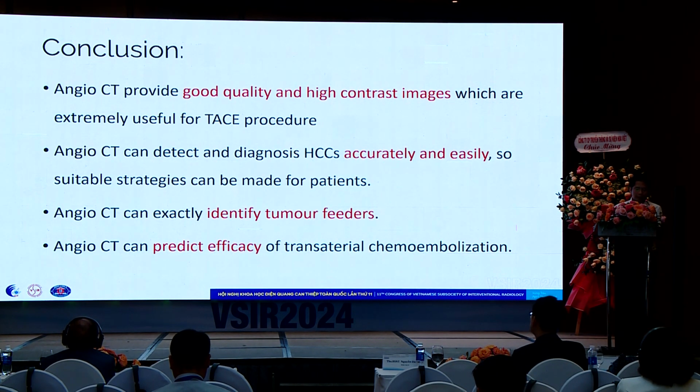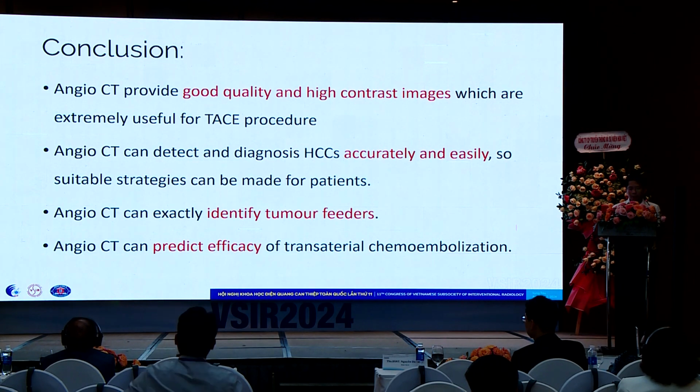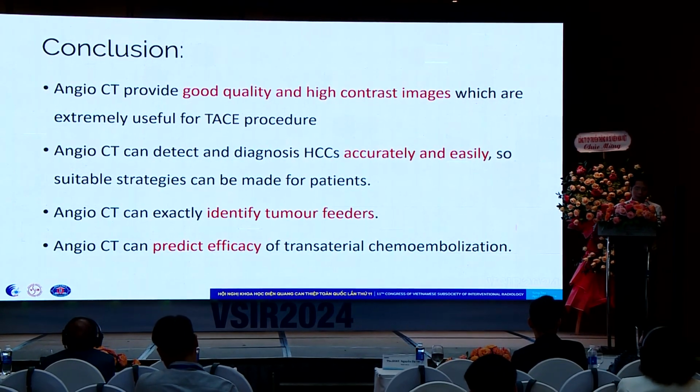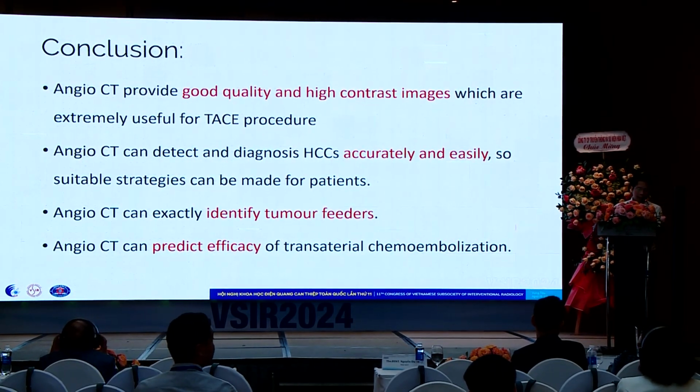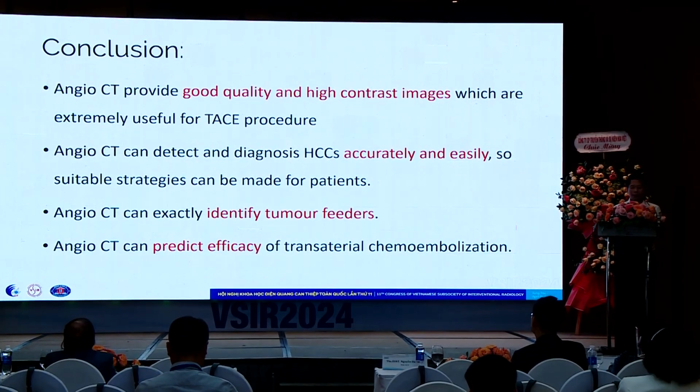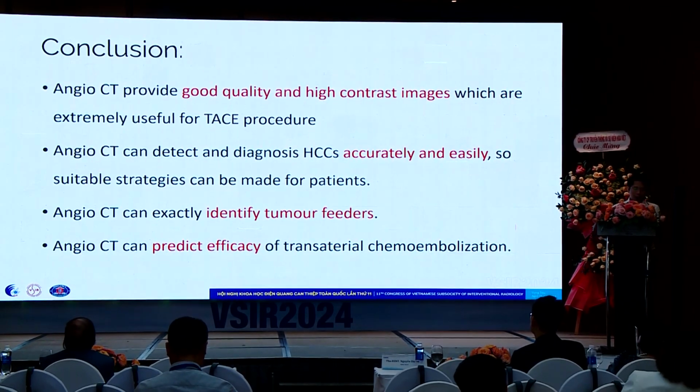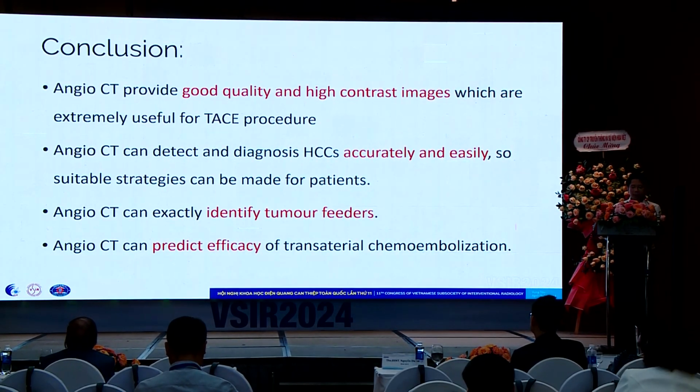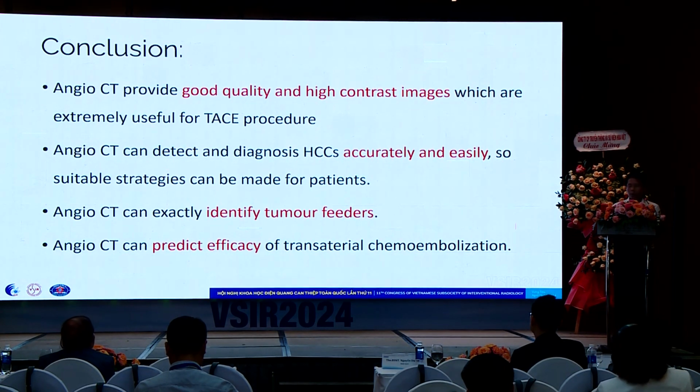I want to emphasize again the word easily, because many times the lesion is still visible on CT or MRI, but it's not easy to see them. And because sometimes it's very difficult to see all the lesions, we can miss one and make the wrong decision. Thirdly, angio-CT can exactly identify the features, and lastly, angio-CT can predict the efficacy of transarterial chemoembolization.